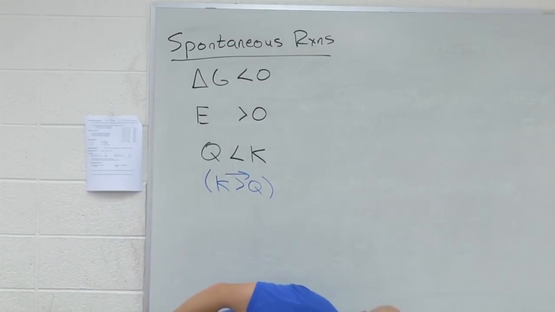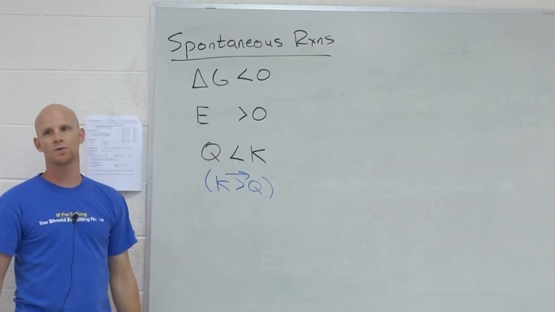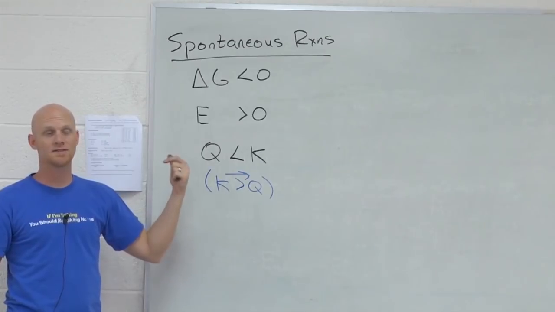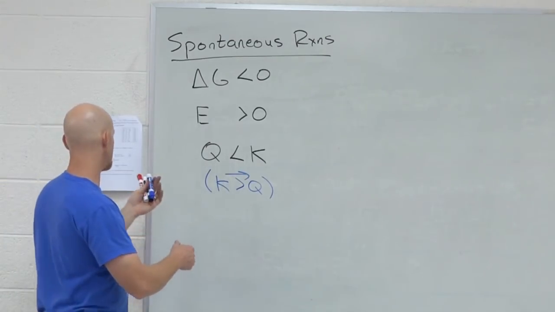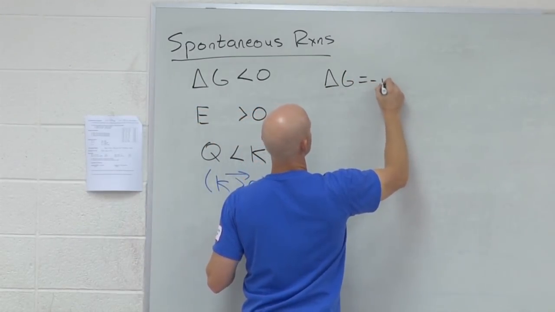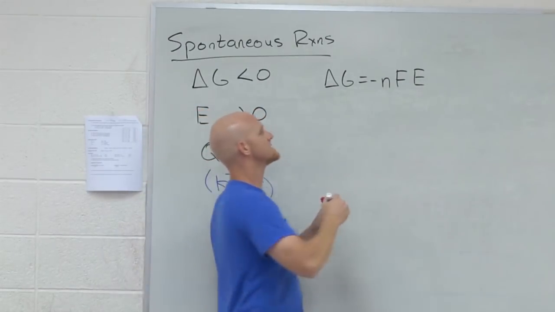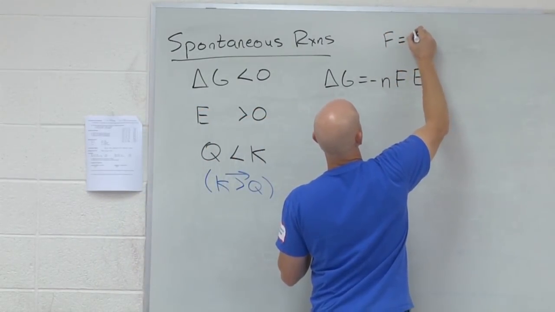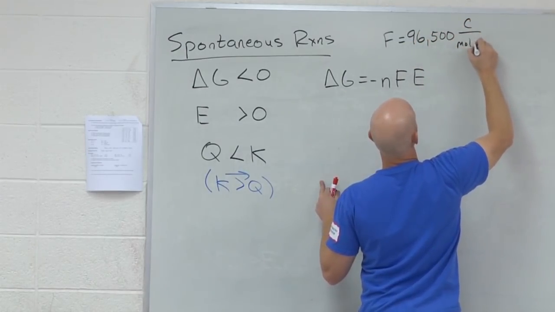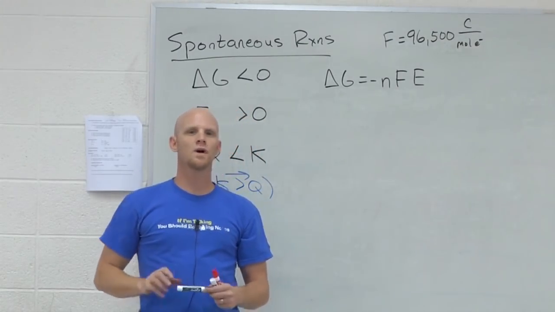Now here's the deal. A lot of students are like, well, what if delta G is negative but E is negative too? That's not possible. If delta G is negative, then E will be positive. They're mathematically related. They're interdependent upon each other. So if you look at the way this works, delta G equals negative nFE. F is just Faraday's constant. We'll see him show up quite a few times. It's 96,500 coulombs of charge on a mole of electrons. So it is the total charge in coulombs on 1 mole of electrons.